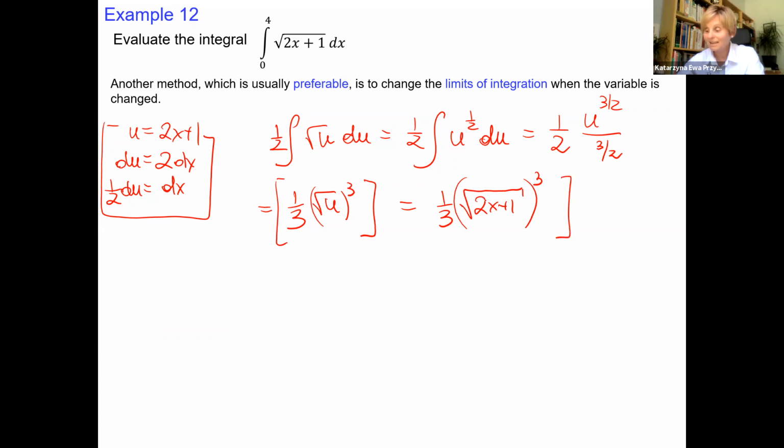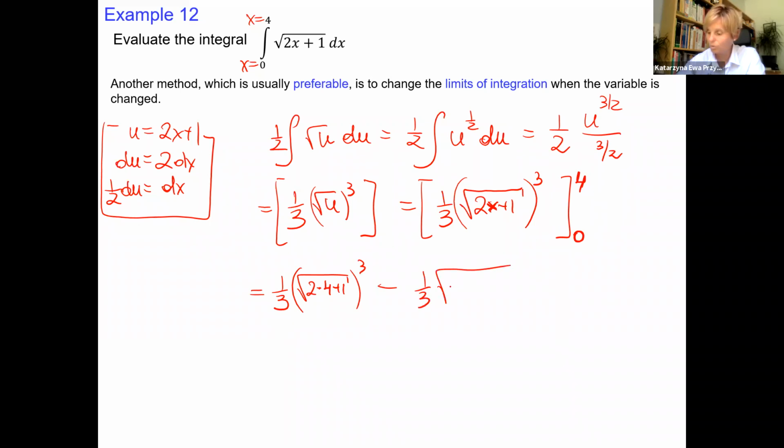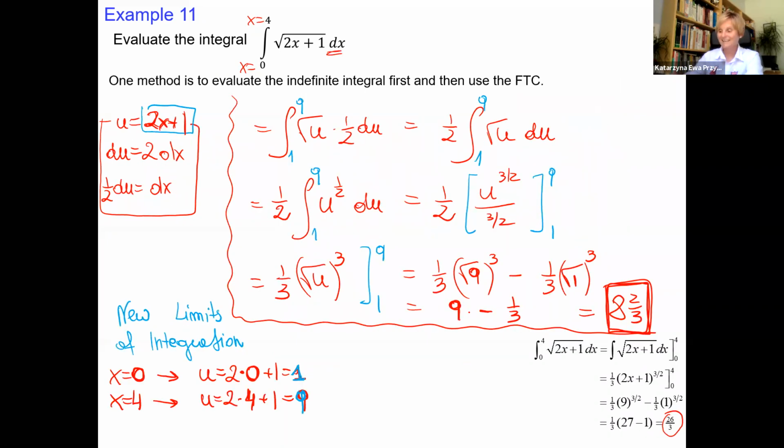Since we get back to the original variable x, I can use the original 0 and 4, because this is an x value and this is an x value. But you may notice we're not putting 0 and 4 as soon as we have u. We have to find new limits if we want to do that, but we can keep it without the limits. Now let's substitute. Substituting 4, 2 times 4 plus 1, and substituting 0, 2 times 0 plus 1, of course subtracting. This will be 9, and this will be 1.